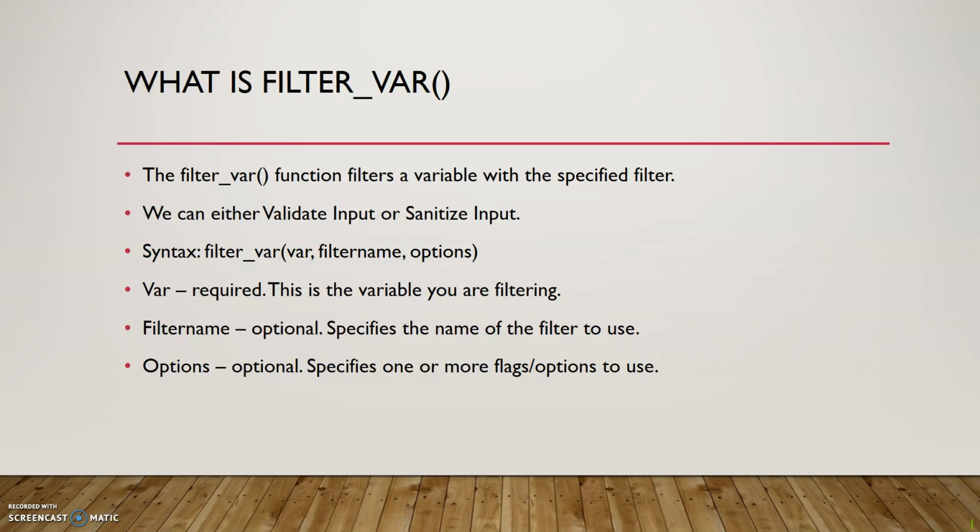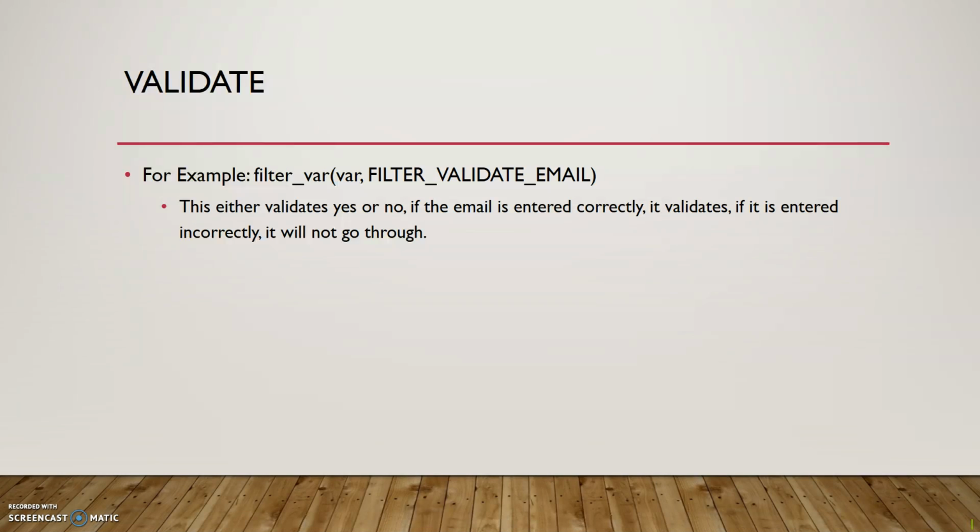The syntax usually goes as filter var, the variable name, the filter name that we're going to use, such as sanitize email or sanitize string, and then the options, such as the flag. We always need a variable, so the variable is required. This is the variable you're filtering. The filter name is optional and specifies the name of the filter to use, and the options are often those flags we use, and those are optional too. Let's look at how this looks.